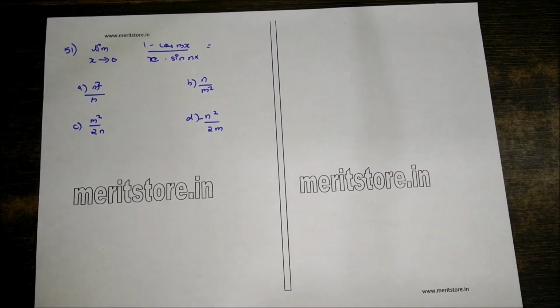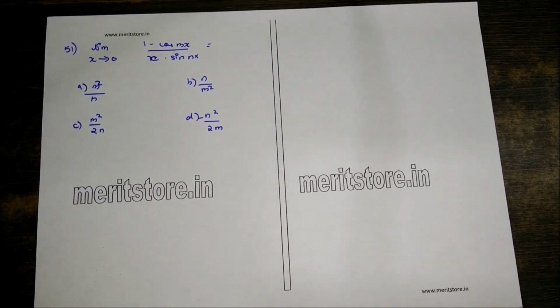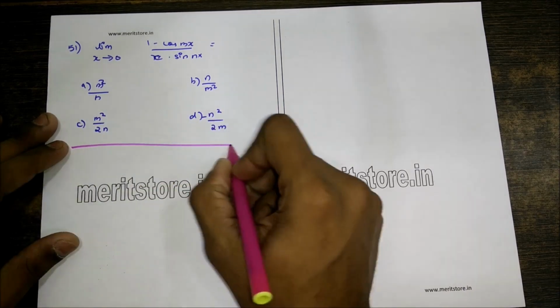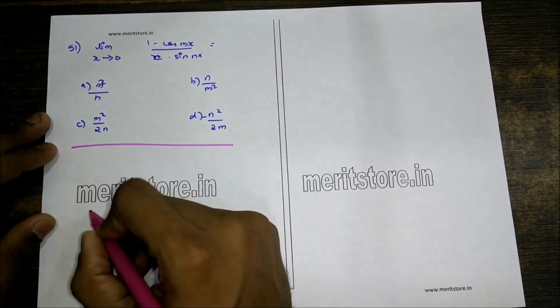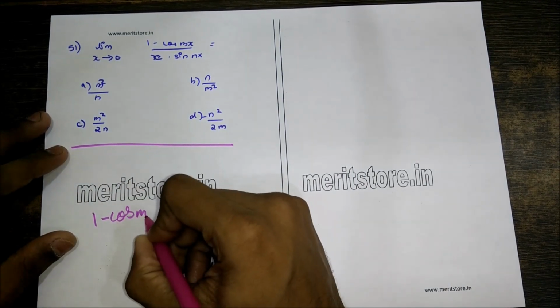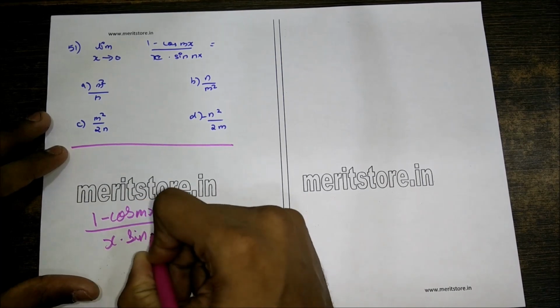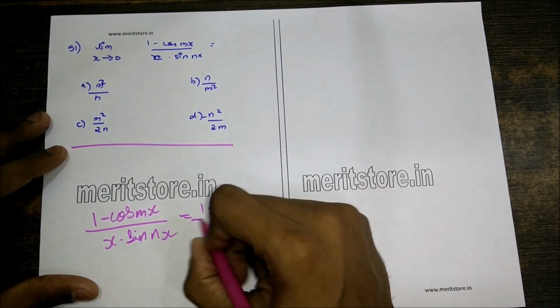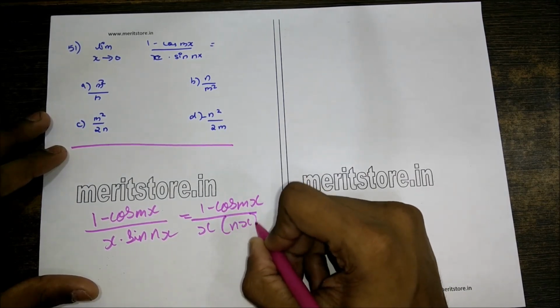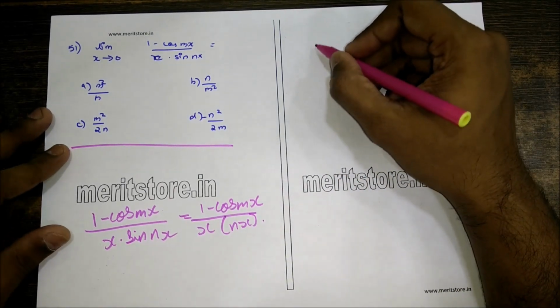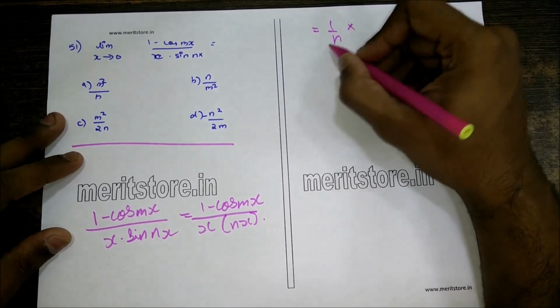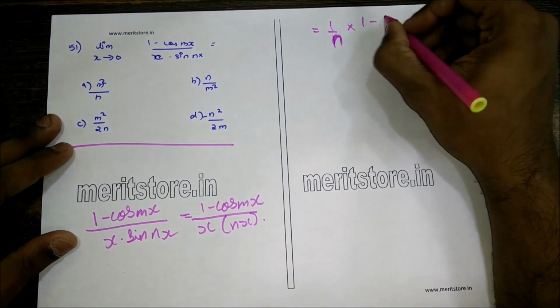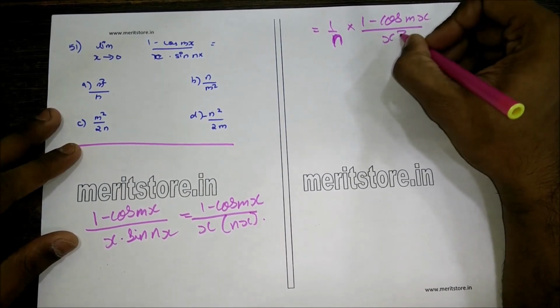Limit of x tends to 0, (1 minus cos mx) upon x into sin nx equals: a, m square by n; b, n by m square; c, m square by 2n; and d, minus n square by 2m. So what we do first is we write the equation as (1 minus cos mx) upon x into sin nx. Take x out, giving us nx. Now take 1 by n outside, therefore we get 1 by n into (1 minus cos mx) upon x square.